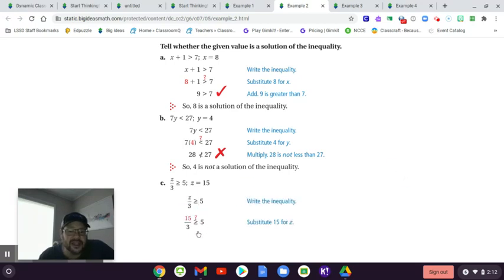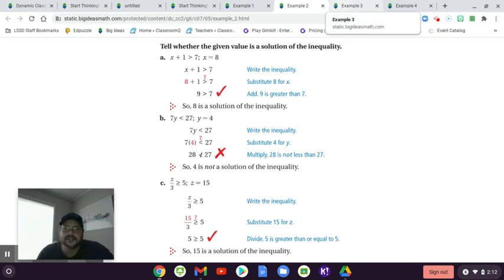Well, let's find out. So when you plug in 15, you get 15 divided by 3. Is that greater than or equal to 5? Well, it is equal to 5. And because you have this line underneath, it means it can also equal 5. So anything bigger than 5 or equal to 5 is a solution. So yes, 15 is a solution to that inequality.